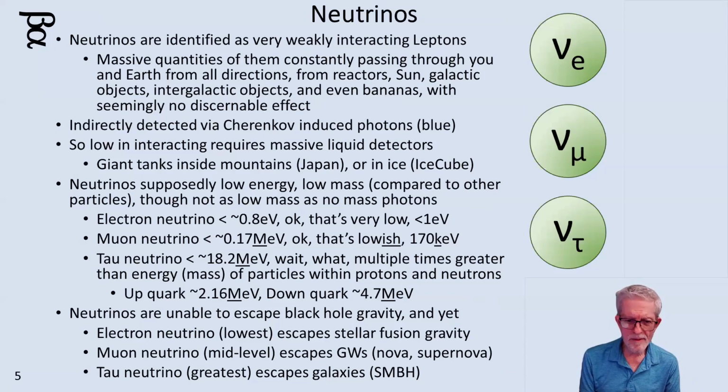The way we detect them is only indirectly. So when a neutrino interacts on those rare occasions with something, it slows that particle down. And when that particle puts the brakes on, it needs to release some energy. And it releases a specific color, a specific wavelength and frequency that's in the sort of medium blue range.